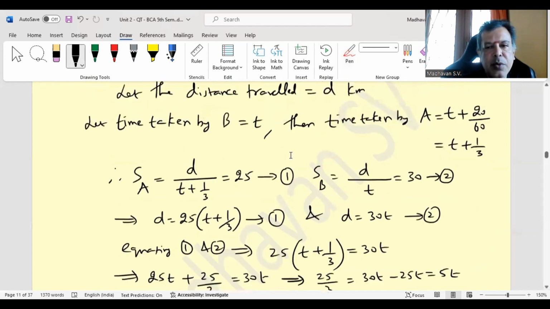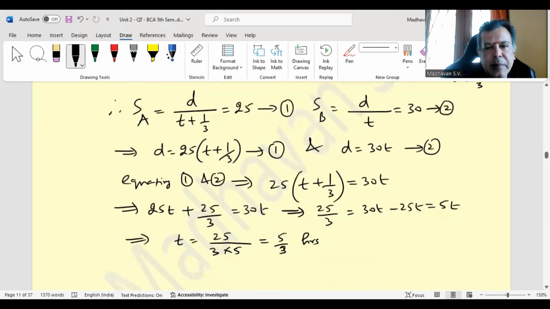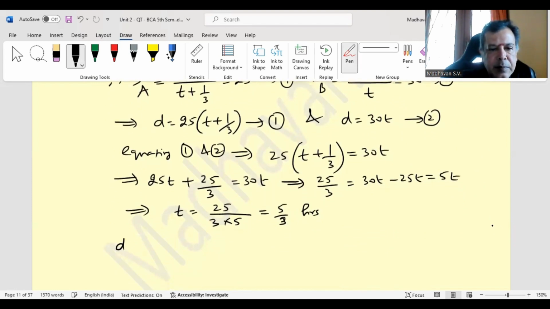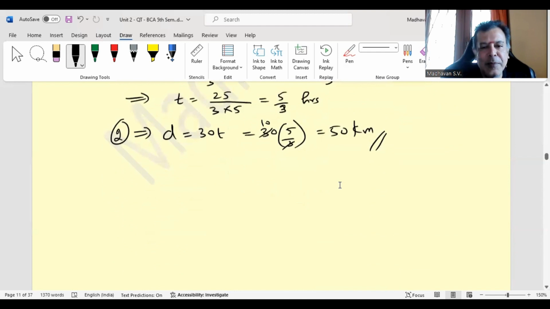Now, what is it that we are supposed to calculate? Find the distance, means we have to find out the value of D. So let us consider the second equation. D is equal to 30T. So that is 30 multiplied by 5 by 3. So this goes with this 10 times, which means 50 kilometer. So that will be the solution for this question. Let us move on to the next.